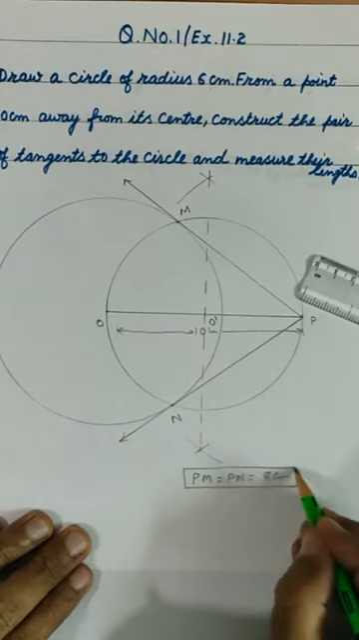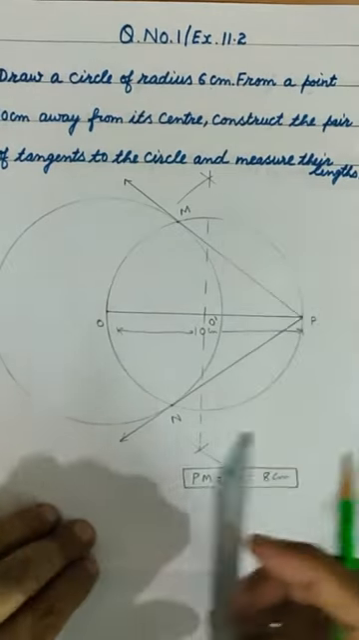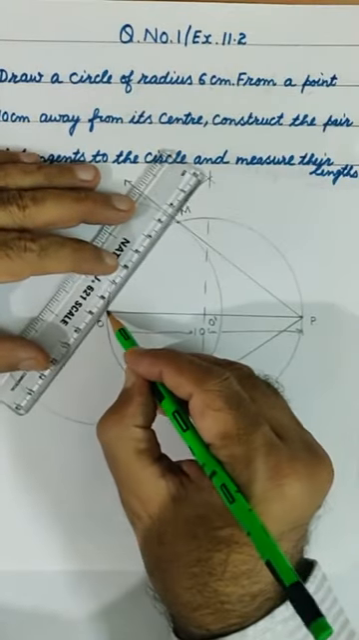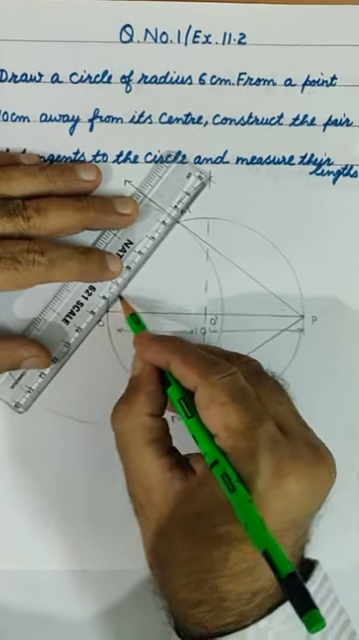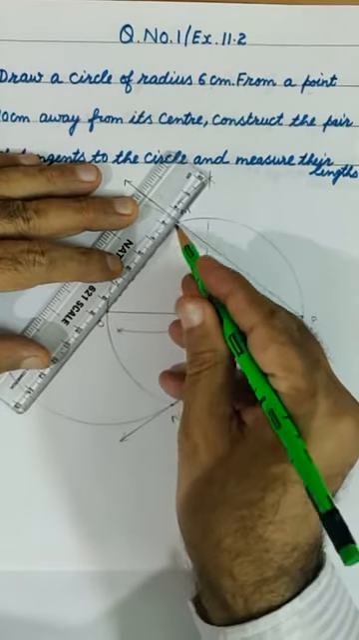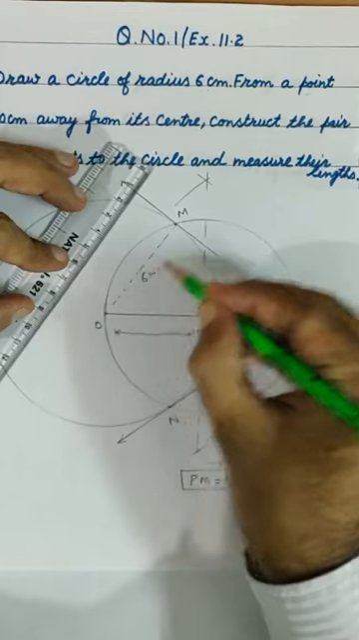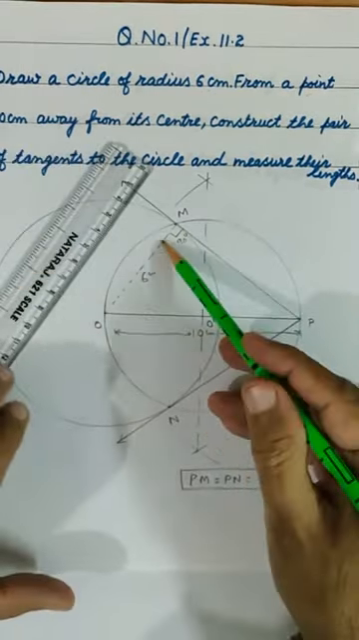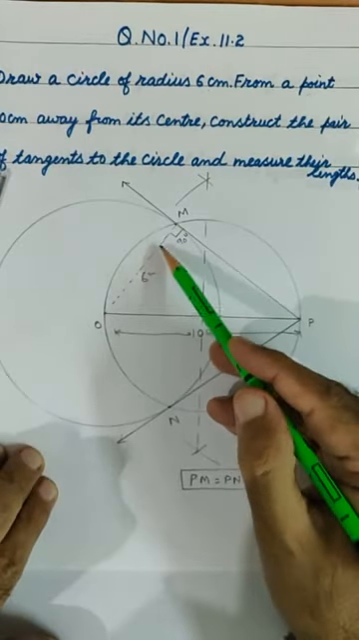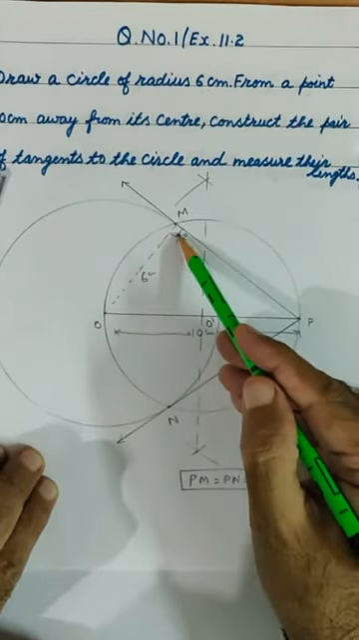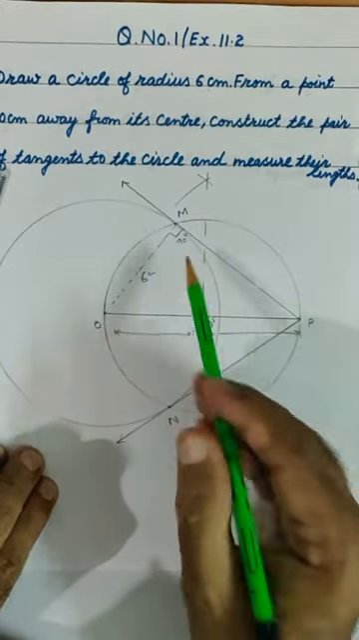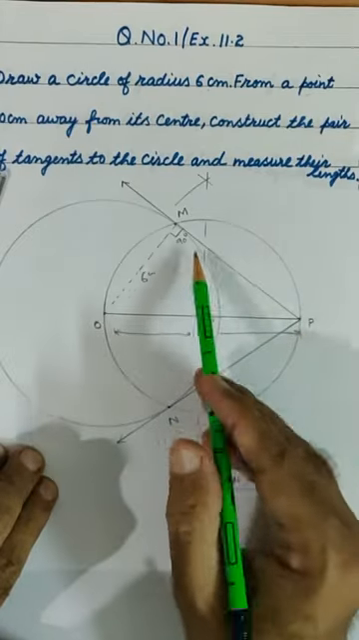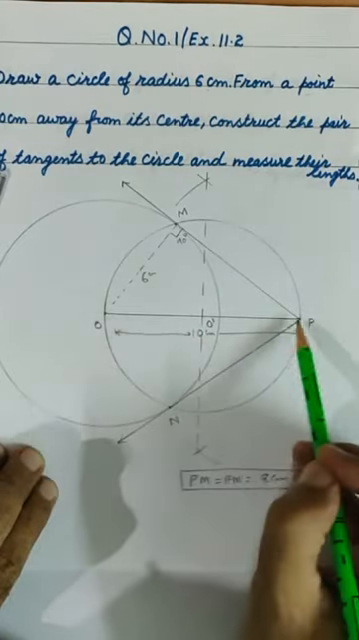Dear students, if you want to verify it with the calculation, then you can see this. If we join OM, this is 6 centimeter and this is 90 degrees. I told in the theorem also, this is radius. Radius and tangent are perpendicular to each other at the contact point, and this is the side in triangle OMP.